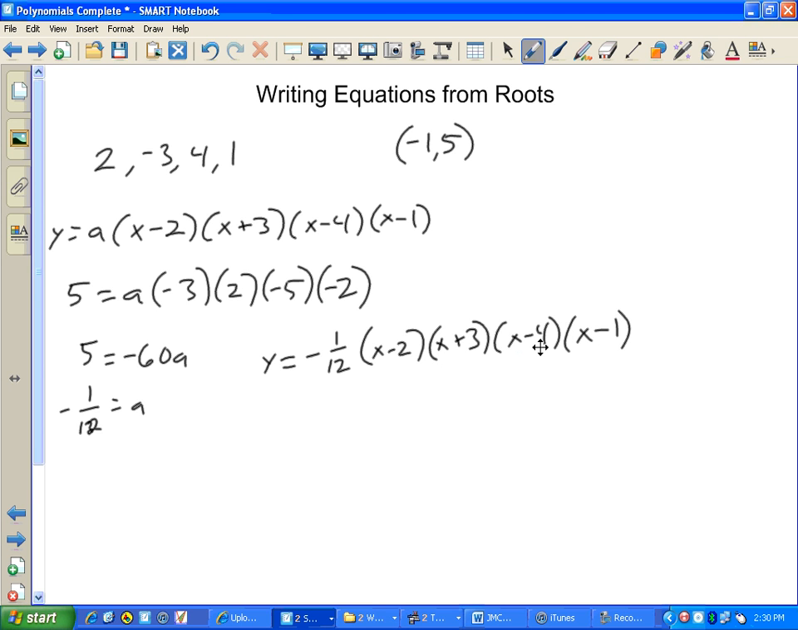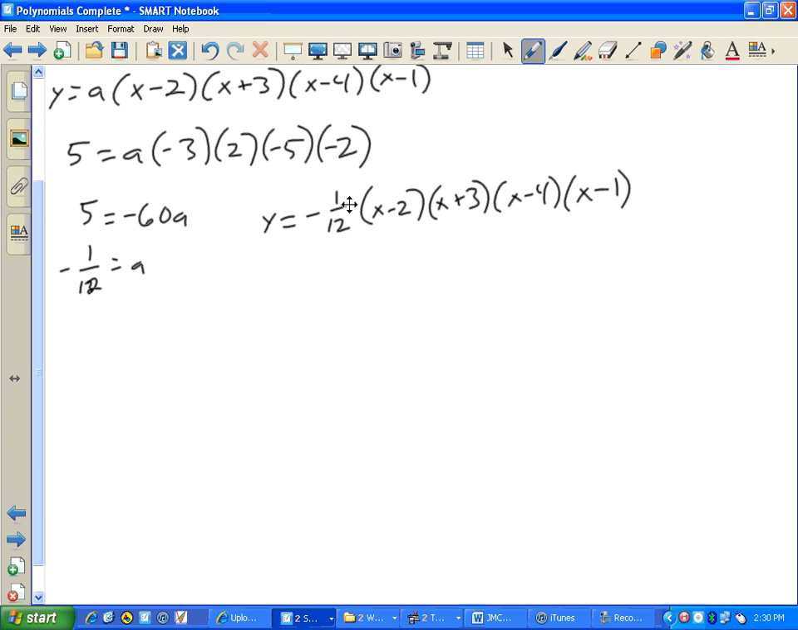Now this isn't the normal way that we see polynomials, so we're going to multiply this out too. I'm going to leave this to the very end because I don't want to introduce fractions any earlier than I need to. I'm going to multiply these two guys together first. X squared plus 3x minus 2x is plus x minus 6. Okay, next I need to multiply this guy in. I'm just going to do one at a time. If you wanted to, you can multiply these two together and then multiply them together, but I like to just multiply by binomials instead of trinomial and trinomial.